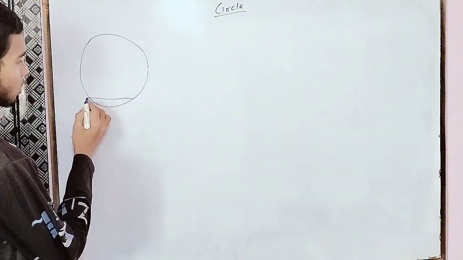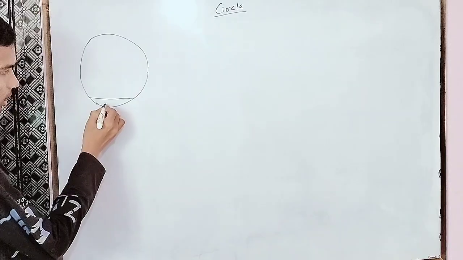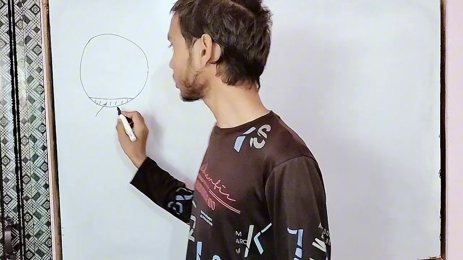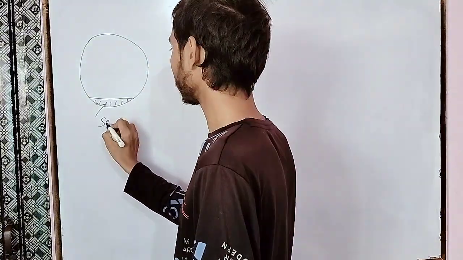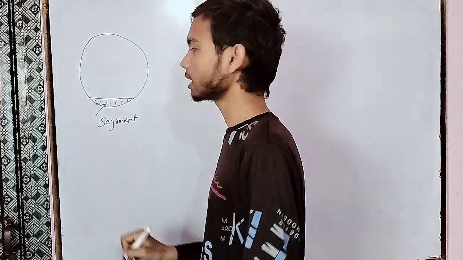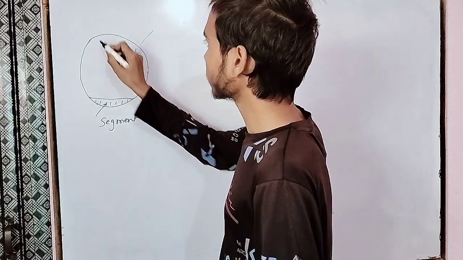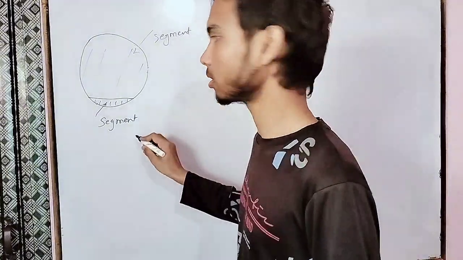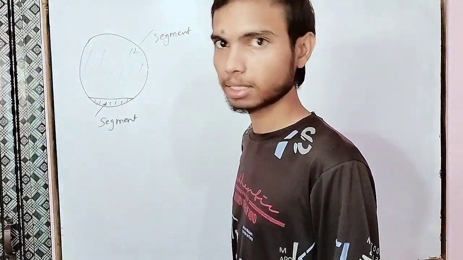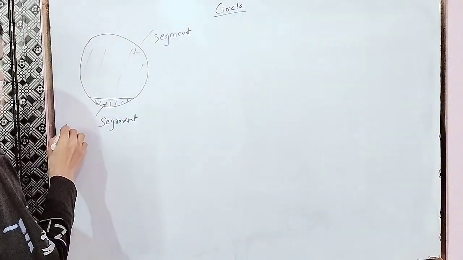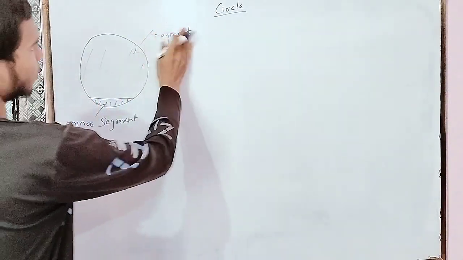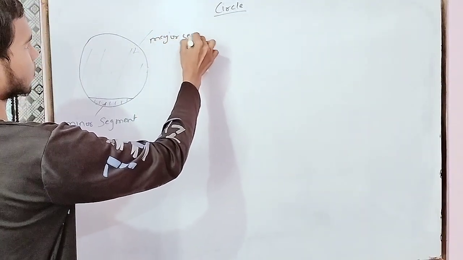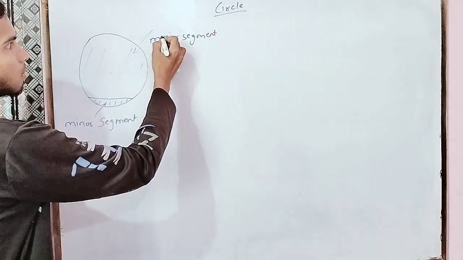So this is a chord. Now let's understand this area. What is this area? I think this is a segment. This area is known as a segment. This area is also a segment. So this area is less and this area is more. That's why it is said minor, which means less or small, and major, which means more.